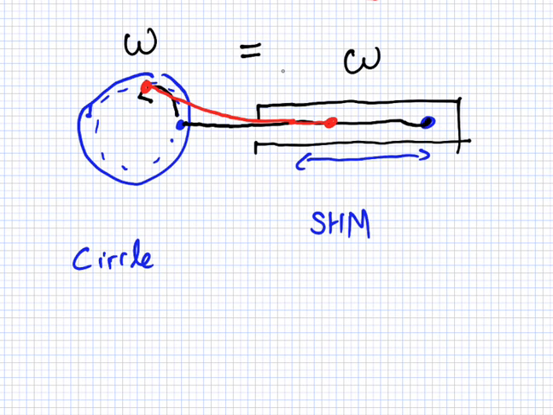Oh yeah, the wheel is spinning, isn't it? So it's a spinning wheel. So this is circular motion. But your foot that's moving up and down, that's simple harmonic motion. So I'm just saying that you can link the two together.